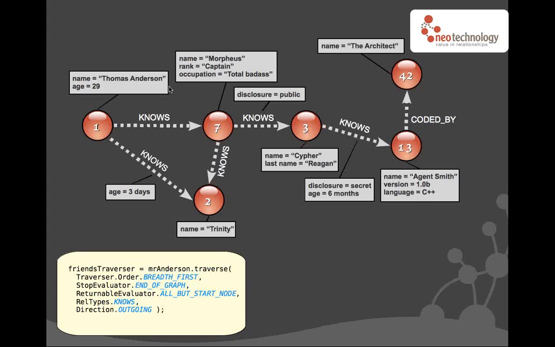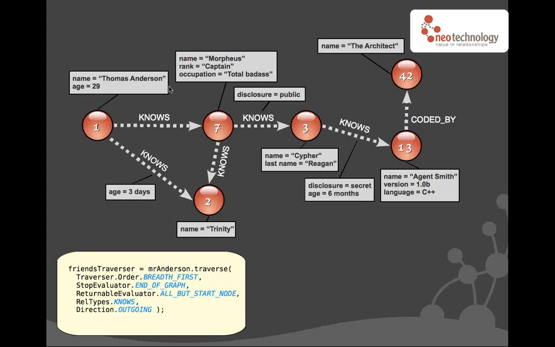What the traversal framework will do once we execute next on the friends traverser is that the first thing it's going to do, it's going to look at the stop evaluator. And it's going to look at the returnable evaluator. And it's going to say, hey, okay, this node that I'm positioned on, should I return that? Should this be included in the result set? And in this example, it's going to say, actually, you are at the start node right now. The returnable evaluator is all but the start node. So let's not return that.